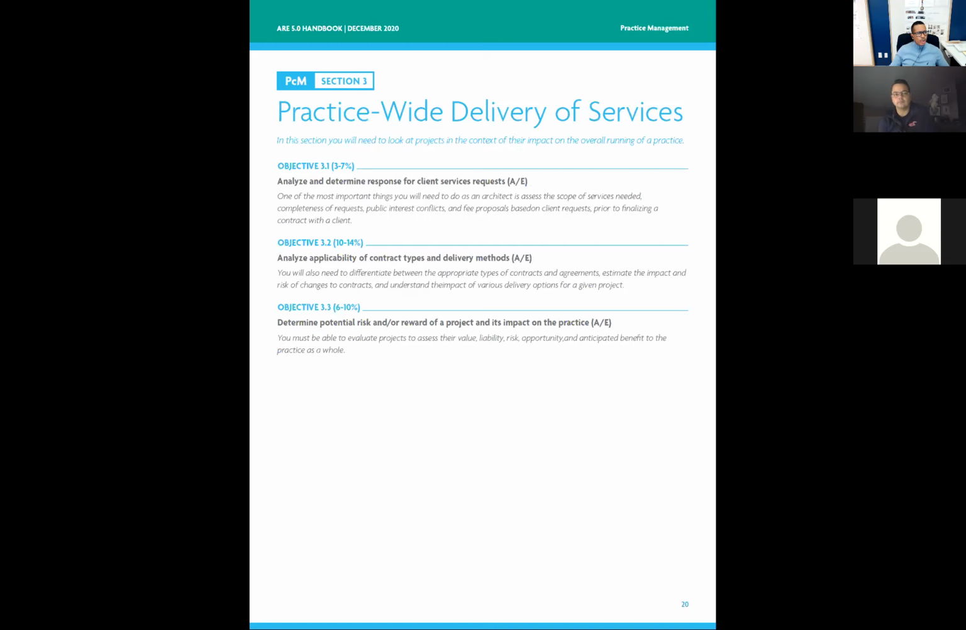Okay, and then we go to section 3, practice: deliver services. Here we analyze and determine a response for client service requests. Have you heard of a request for proposals? Yeah. Have you heard of a request for qualifications? Thumbs up. Yeah. Those are put out by many entities and institutions. Public jobs always do those, requests for qualifications or requests for proposals. That's required, at least in Massachusetts. I know about Massachusetts, the state that I'm licensed in, so they do that. Companies do that too. Big companies do that too.